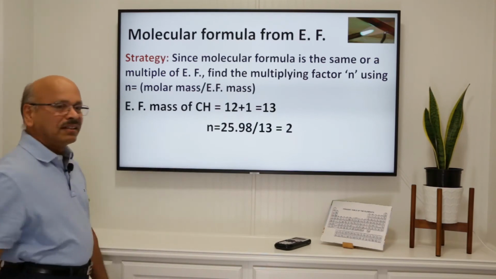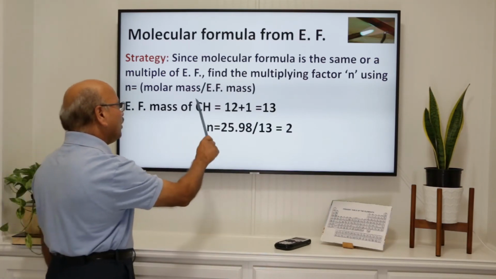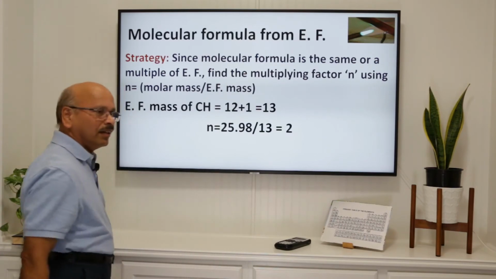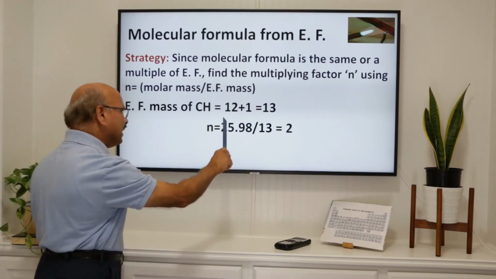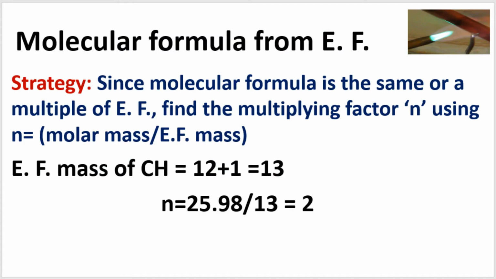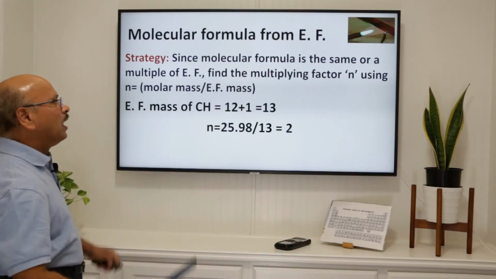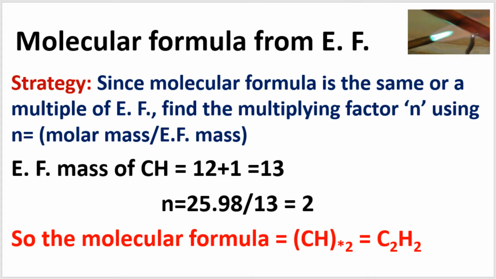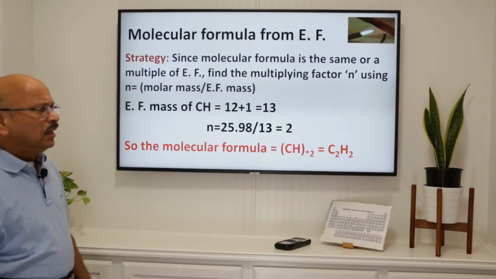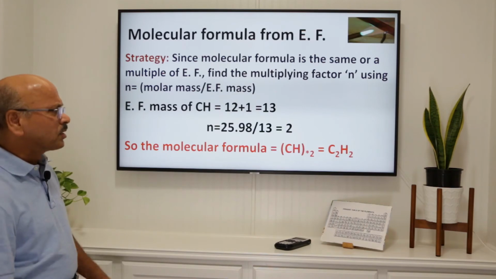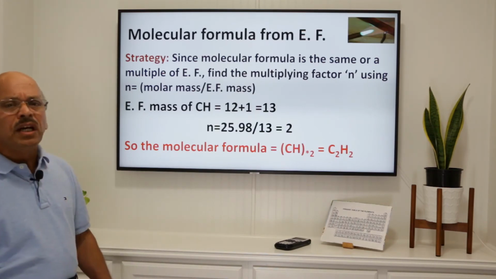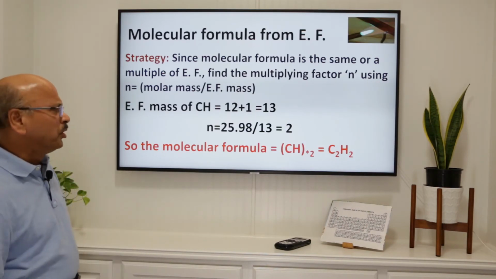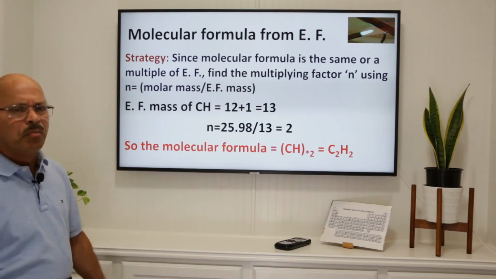Find the empirical formula mass. Carbon 12, hydrogen 1, add them together, you get 13. Divide the molar mass by the empirical formula mass, that gives you 2. So multiply the atoms inside the empirical formula by 2. CH times 2 gives you C2H2, which happens to be acetylene gas. And acetylene is a very important gas industrially, because it is used for making the oxyacetylene flame, having the highest temperature, which is used for welding and cutting of metals.